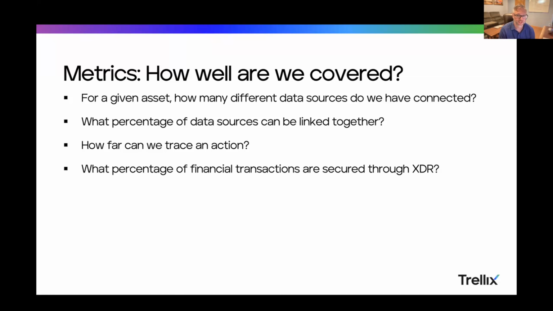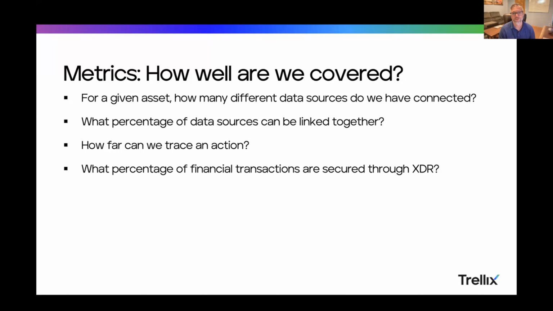And then, what percentage of those data sources can be linked together? Do the field names line up? It's one thing to just have those silos of data, but you can't match them up if the field names don't match. That's a big part of this. And how far can we trace an action? You saw that whole timeline. Are you able to chain all those different things together? That's a good thing to measure and be able to show to management that, yes, we are making progress on this.